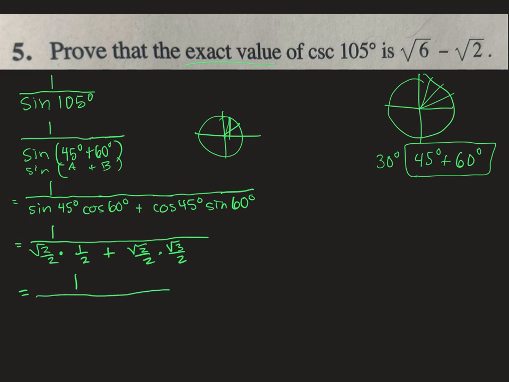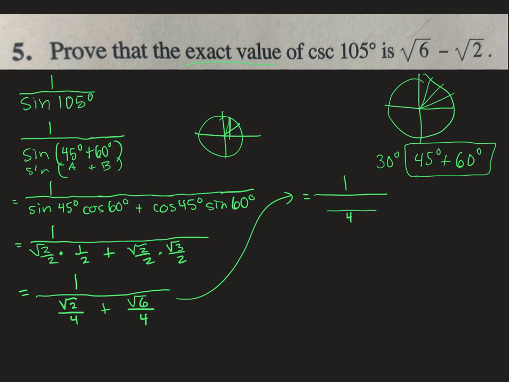So first we're going to multiply those fractions. So root 2 over 2 times 1 over 2, multiply the numerators. Root 2 times 1 would be root 2, multiply the denominators. 2 times 2 is 4, plus, again, multiply the numerators. Root 2 times root 3 is root 6, over 2 times 2, which would be 4. Okay, we're getting there. Now, keep the 1 over again. We're adding two fractions, so we need a common denominator, but yay, we have one.